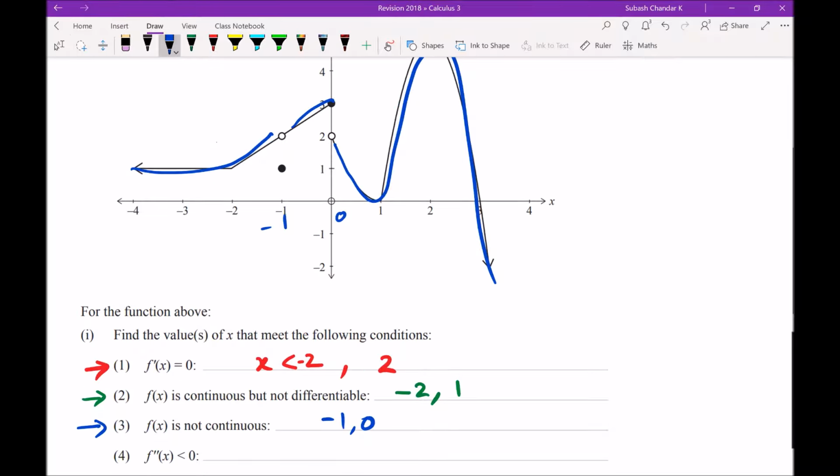Now we look at, again, sorry, I've got to get rid of all of this. Now we're looking for where f double dash is less than 0. What does that actually mean if it's less than 0?